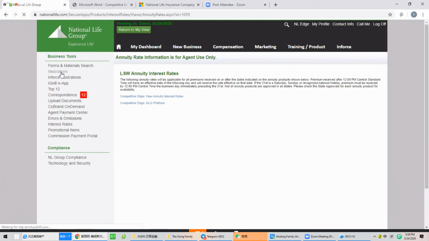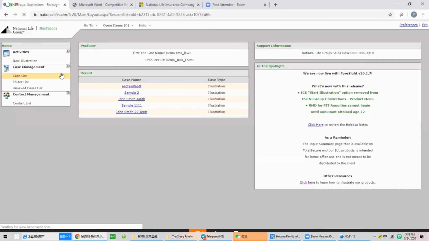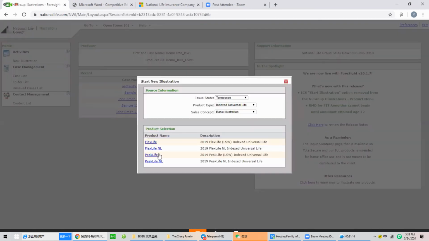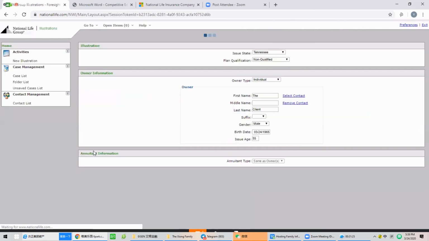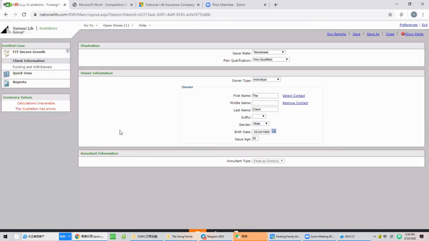And so for an age 46 who's not going to be retiring until age 65, I would actually recommend going with the Fit Secure Growth. When you go with the Fit Secure Growth, it's because it's going to allow you to have the highest cap. So there will be that upside potential that they'll be able to accumulate cash accumulation. So let's run it very quickly.